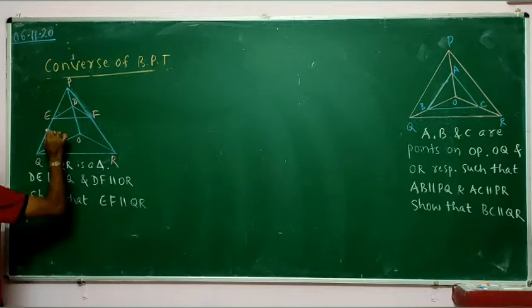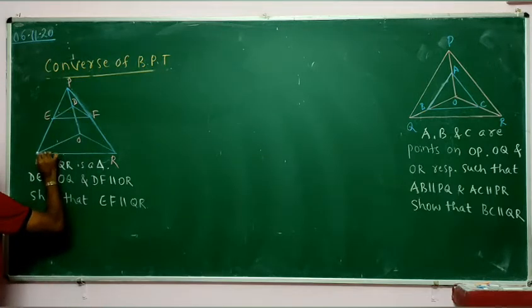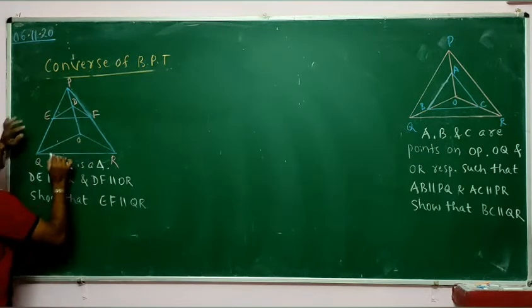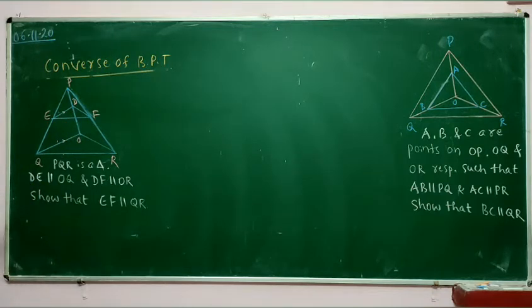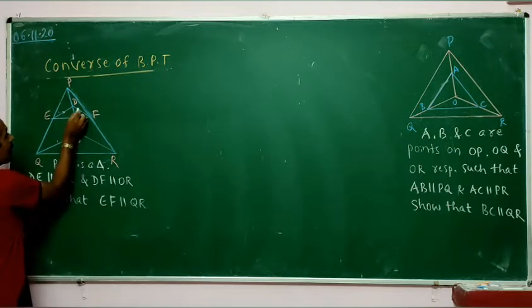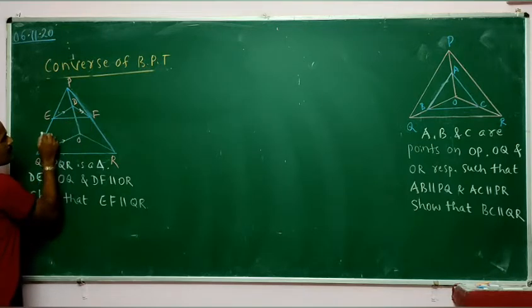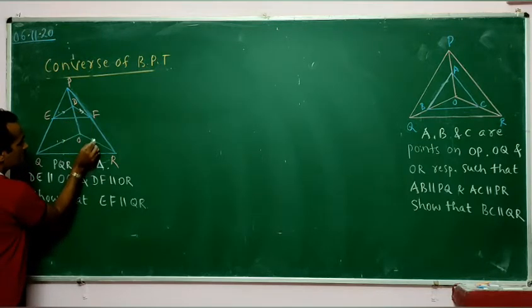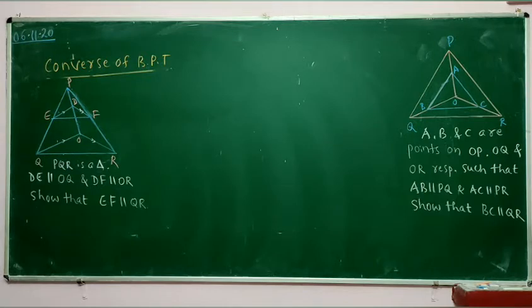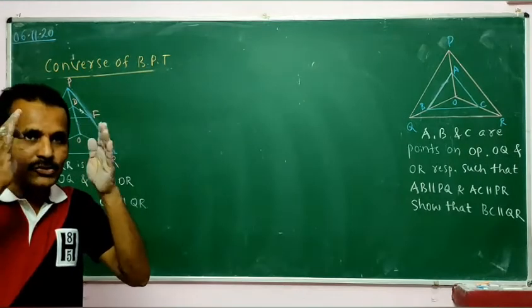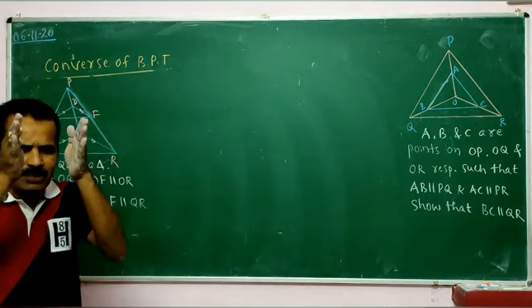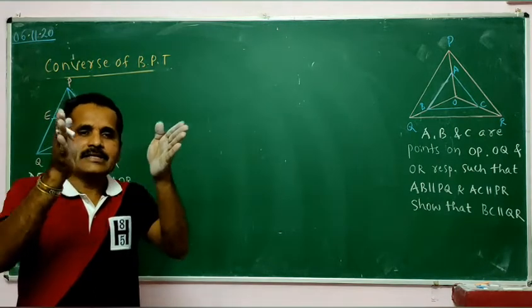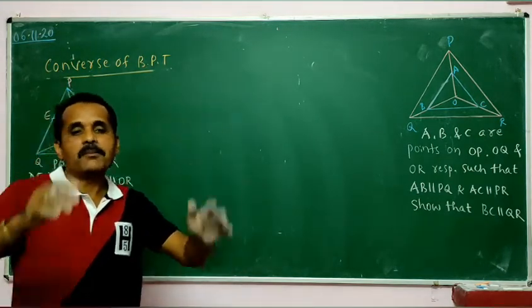See, DE is parallel to OQ. These two are parallel. Likewise, they have given DF. This is parallel to OR. These two are also parallel to each other. Now, children, when they have given a parallel, you should think that parallel means basic proportionality theorem. When it is given parallel, definitely it is basic proportionality theorem.